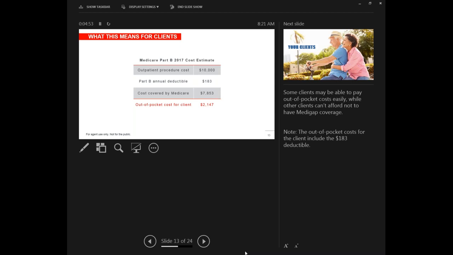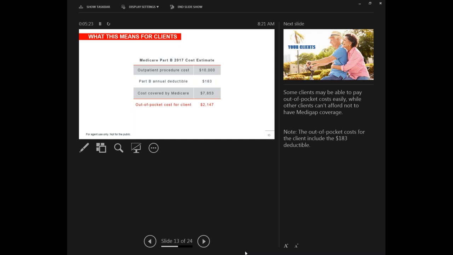When it comes to outpatient procedure costs, let's say they have a procedure that costs $10,000. Their Part B annual deductible is $183. Medicare's covering $7,853. They don't have a Medicare supplement policy. They're exposed to all of the remaining $2,147. That's why it's so key to have this Medicare supplement policy so they can plan for their expenses.